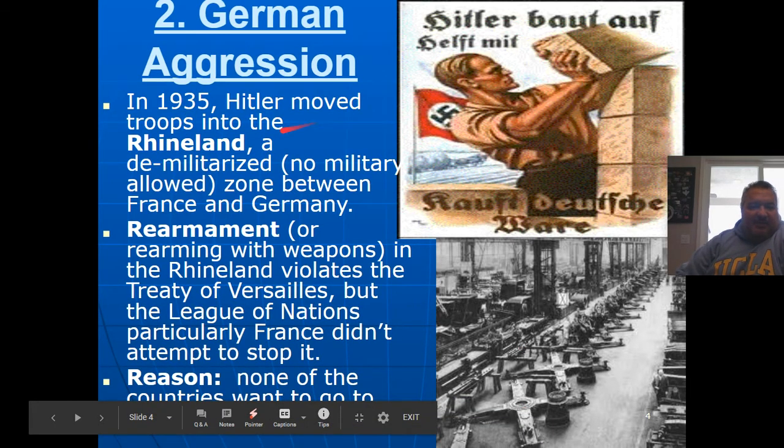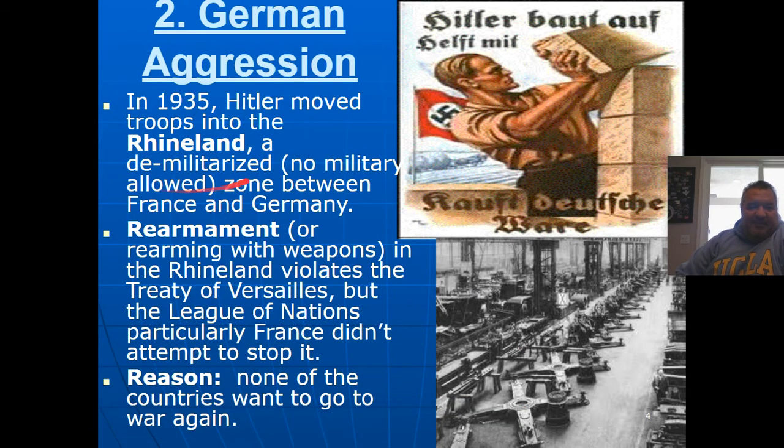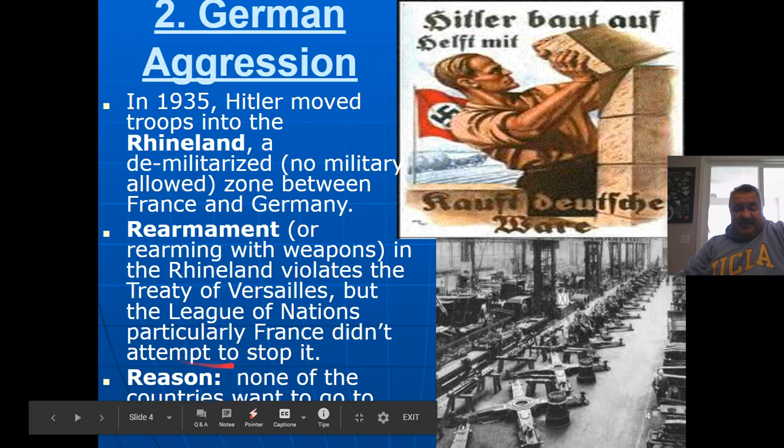In 1935, Hitler moved troops into the Rhineland. This is a demilitarized or no military allowed zone right between France and Germany. In addition, they started rearming weapons in the Rhineland. Both of these acts violated the Treaty of Versailles, but the League of Nations, especially France, didn't try to stop Germany from doing this. Why?